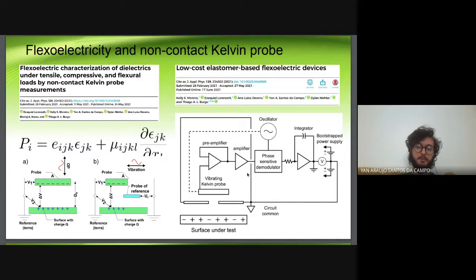This electromechanical response to strain plays an important role in robotics and sustainable energy harvest devices, sensors, actuators, and transducers. In general, flexoelectric measurements are performed directly on the material or via induction electrodes. Here, we propose the flexoelectric characterization in different strain kinds through the Kelvin probe.